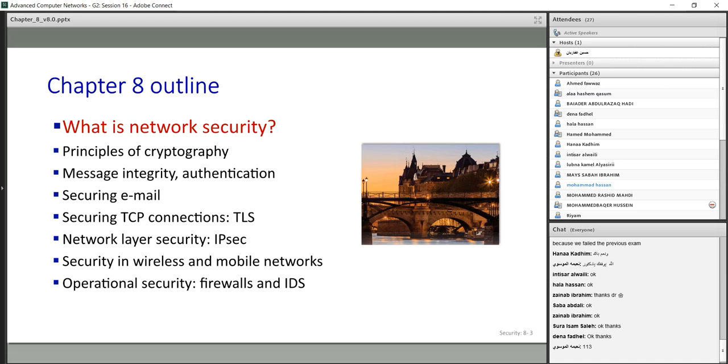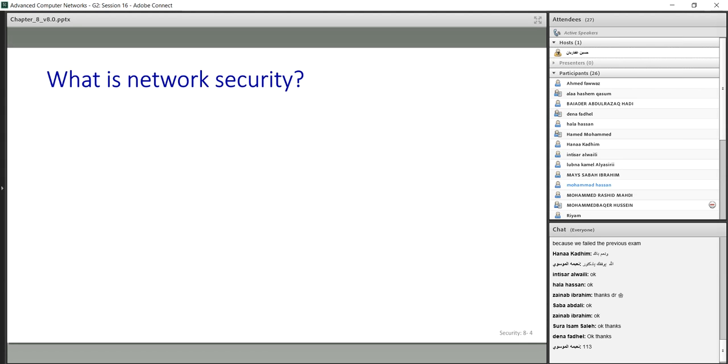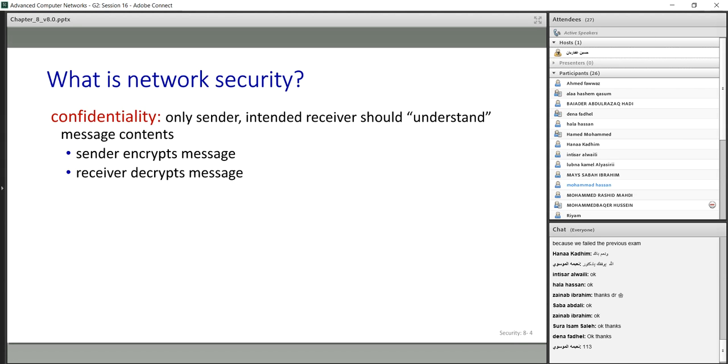We keep everything in our computing devices, and most of them are connected to the internet. So security is important for us. In chapter 8, we talked about security, but let me start with this. What is network security? To answer this question, we should present some important concepts.